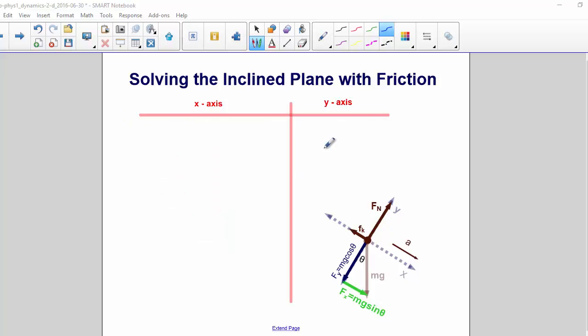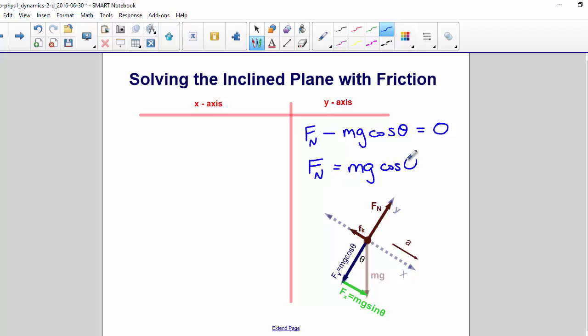In order to solve for the acceleration, we'll solve the y-axis first. So in our y-axis, we have normal force minus mg cosine theta equals 0. So the normal force is equal to mg cosine theta. We'll need this for friction.